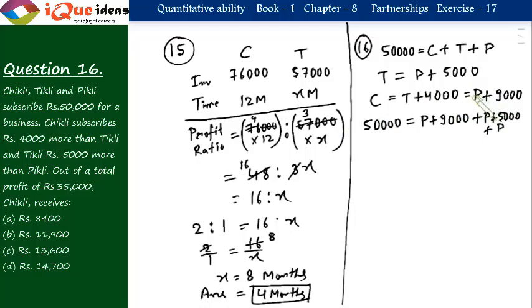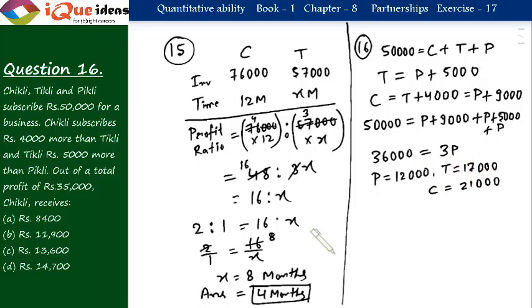So 9,000 plus 5,000 is 14,000, comes to the left hand side, becomes 36,000 on subtraction, and P plus P plus P will be 3P. So P is equal to 12,000. So from here we can easily calculate that Tickly would be 12,000 plus 5,000, that is 17,000, and Chickly would be P plus 9,000, that is 21,000.